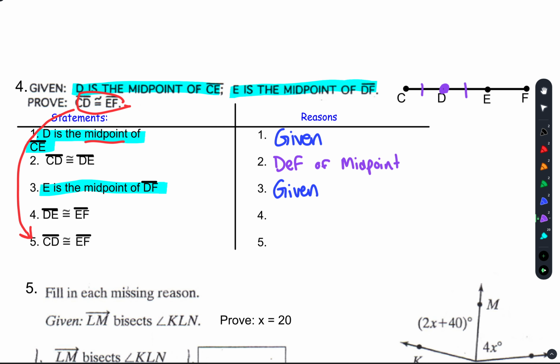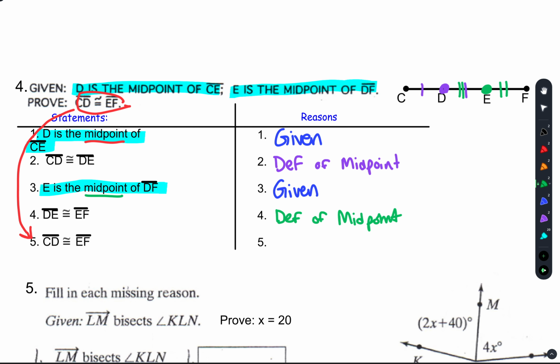On that same idea, if I'm saying E is the midpoint of DF, here's E. Again, that word midpoint tells me I'm probably going to have to define that midpoint. So by definition, DE is congruent to EF. So anytime we see those words, midpoint, bisector, we'll have more in the future. But those are telling me I'm probably needing a definition there.